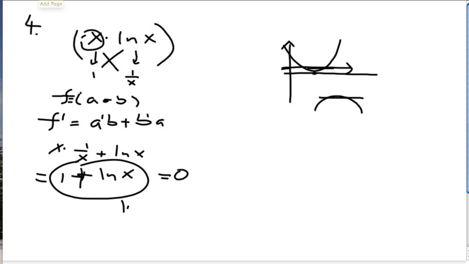So let's solve for x. ln x equals minus 1. x equals e to the power of minus 1, so it's 1 over e. And the answer is C. Alright, let's move on.